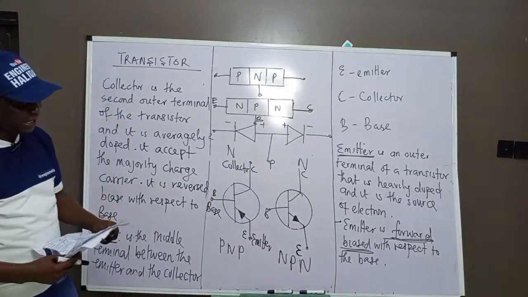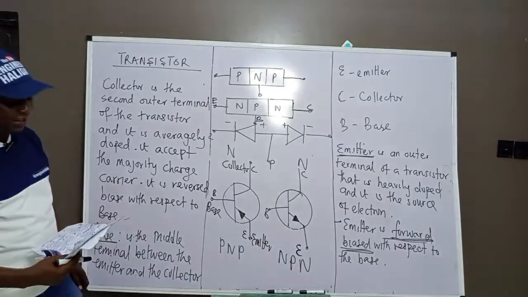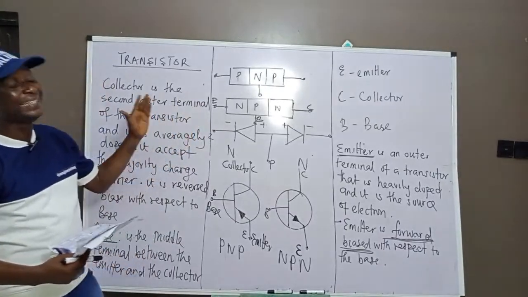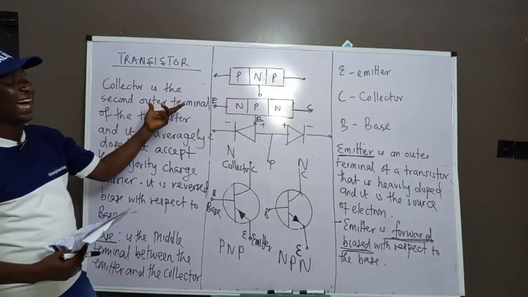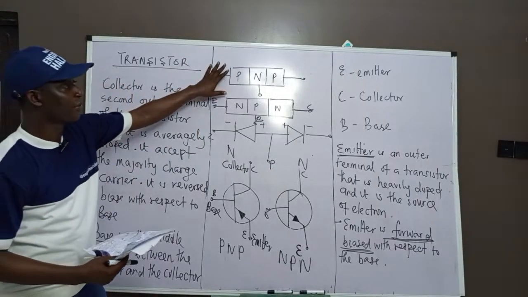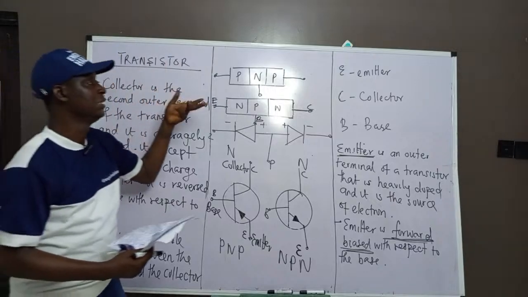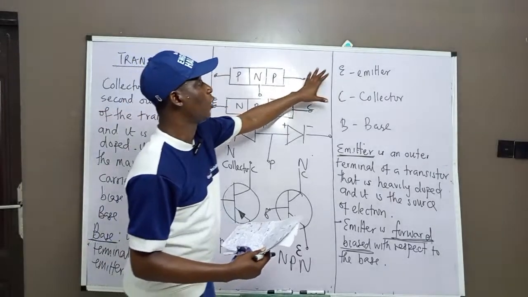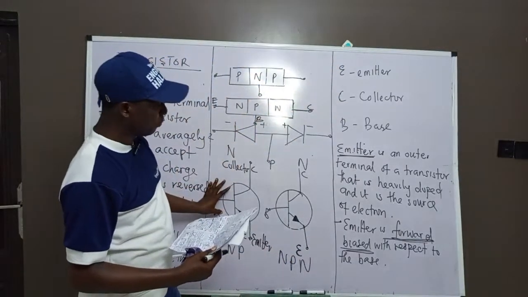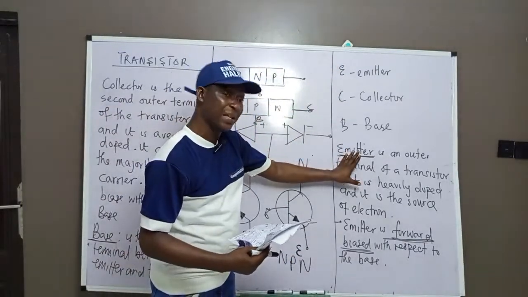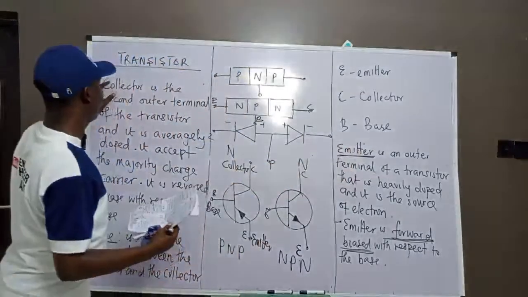Now, after explaining the word, we have also said that there are three semiconductors that make up the transistor, two diodes make up this transistor. We have represented the three terminals and the diodes it is made up of. We have represented the symbol. We have explained the words emitter, collector, and base.